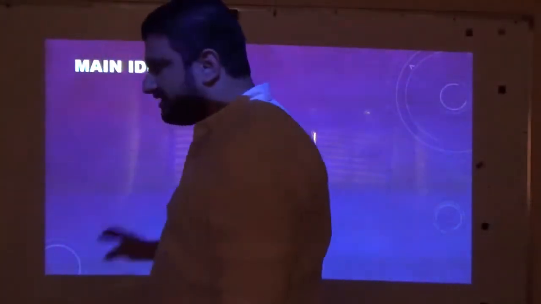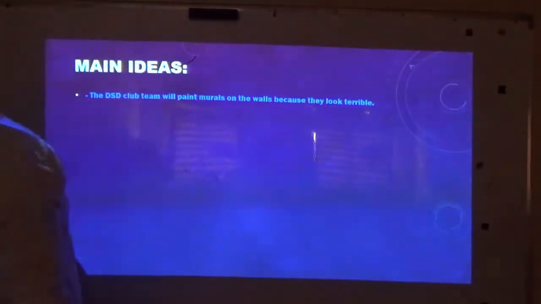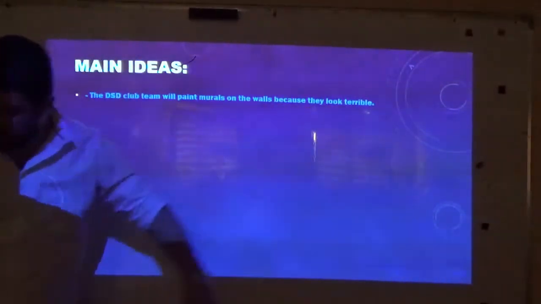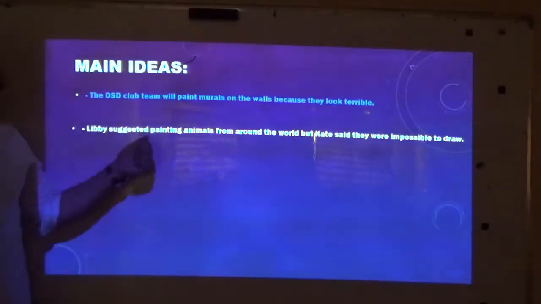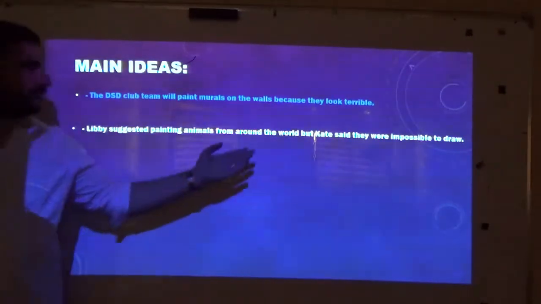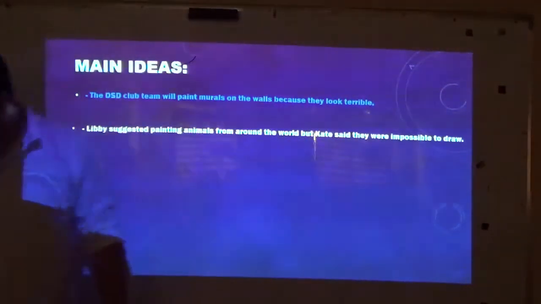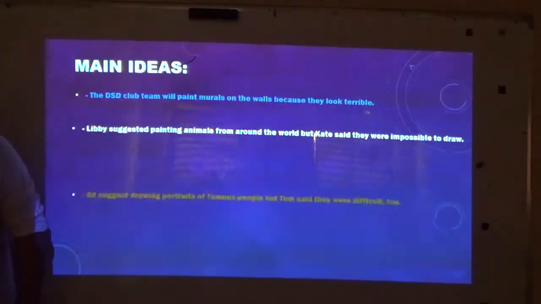We have some main points or main ideas of this text. Let's have a look at them. The first one, the DSD team will paint murals on the walls. Why? Because they look terrible. Second one, Libby suggested painting animals from around the world, but Kate said they were impossible to draw. So Kate found it difficult to draw animals.